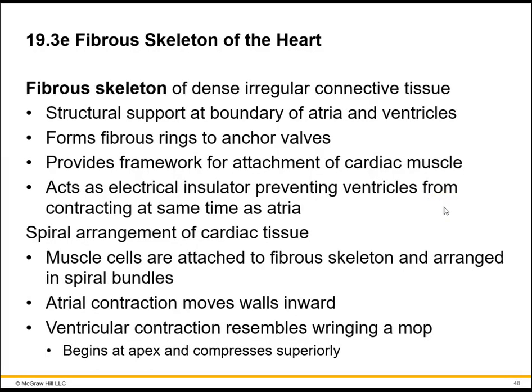The heart has a fibrous skeleton made up of dense, irregular connective tissue. It's going to be located at the boundary of the atria and the ventricles, so where they meet, and it forms fibrous rings, and this allows a place to anchor the valves. It's also going to provide a framework for attachment of the cardiac muscle, as well as act as an electrical insulator. Okay, and that electrical insulation is going to basically block the signal, the impulse to contract, that's being sent from the atria down to the ventricles.